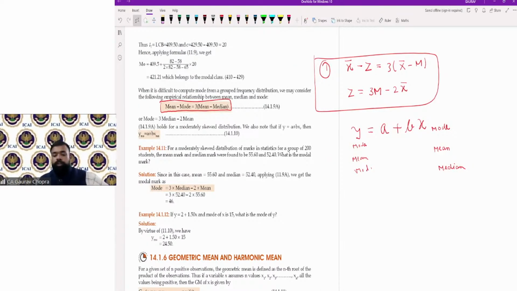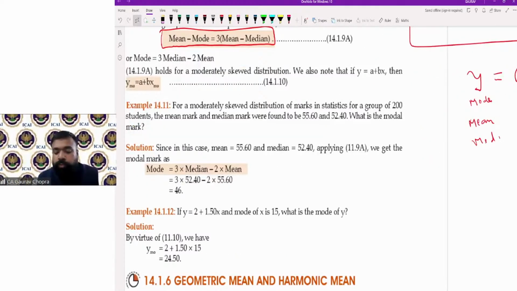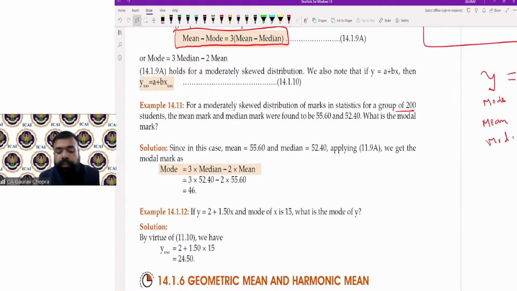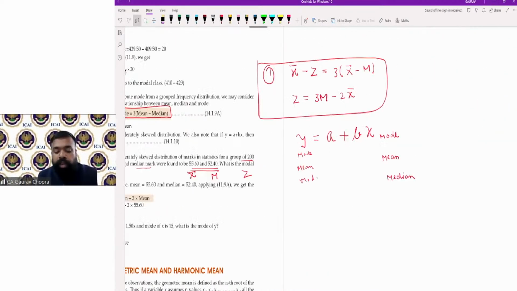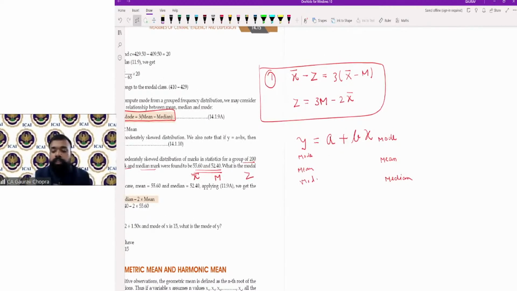Now come towards example number 11. For a moderately skewed distribution of marks in statistics for a group of 200 students, the mean marks and median marks were found to be 55.6 and 52.4. Then what are the modal marks? So first one is x bar, second one is M, and Z we have to calculate. Simply substitute the value in the formula, you will get the answer.